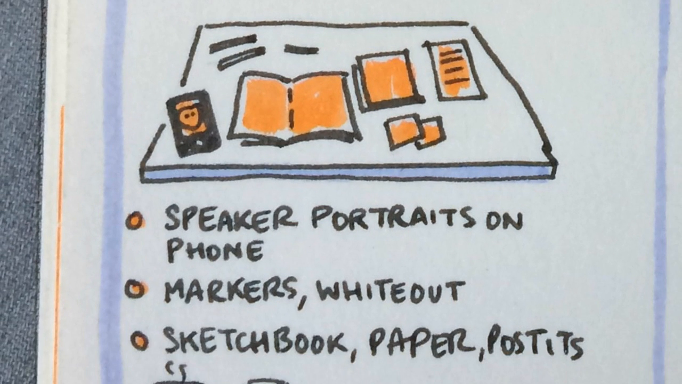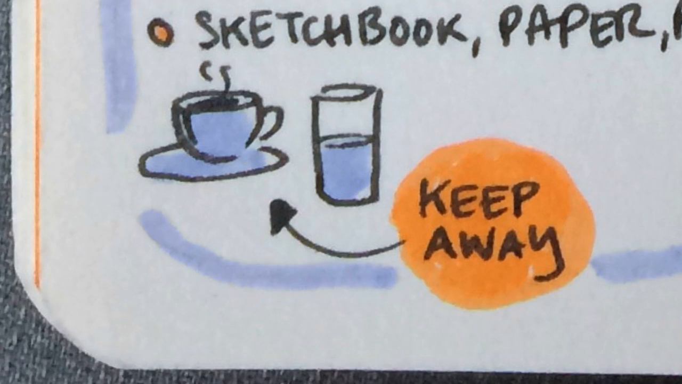So, on your table, you want to make sure that you have enough markers, papers, post-its, whatever. And one thing that I do like to do before the event is to have all the speakers' portraits stored on my phone. So in the case that I want to focus on the sketchnote first and then later on add the portrait, I have the possibility of doing that. So smartphones can be quite useful on the day. You want to keep drinks off of your table. You want to avoid having any coffee-stained sketchnotes or orange-flavored sketchnotes.